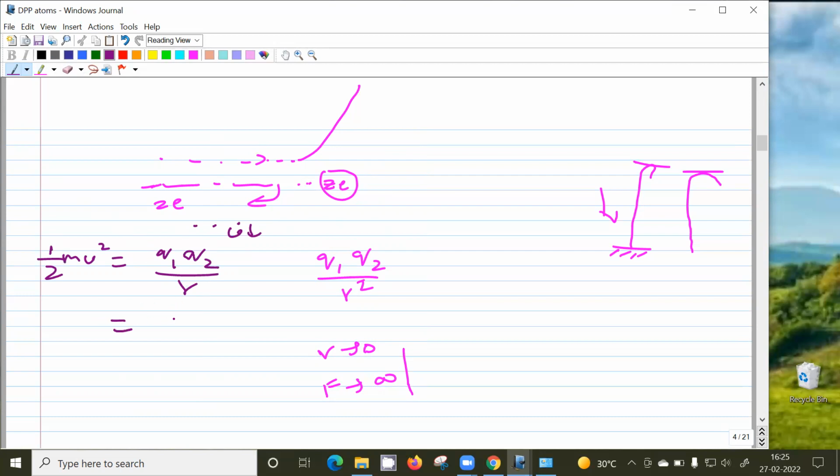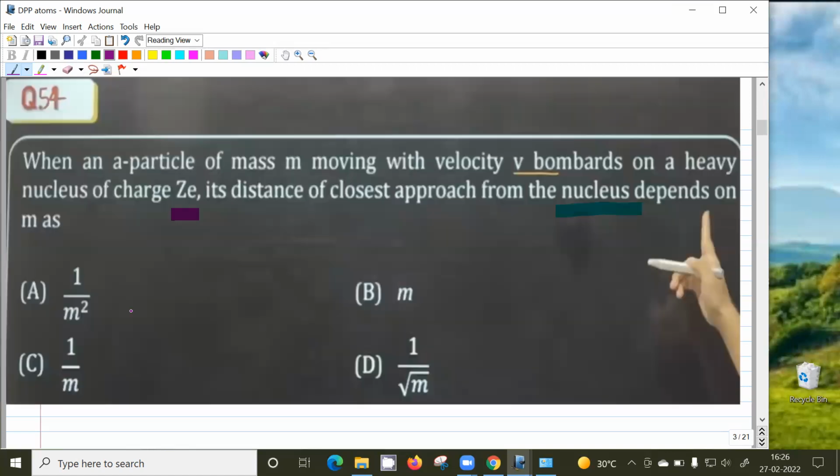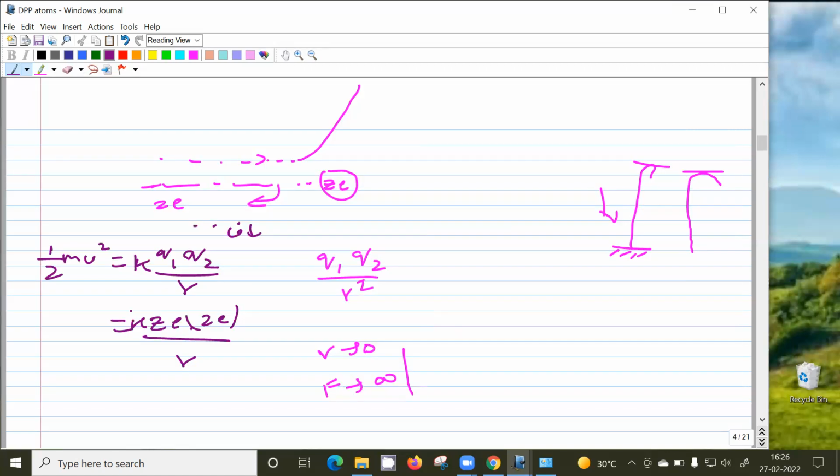Here Q1 is Ze into 2e divided by the distance of closest approach. Of course, there is a constant here, it is 1 by 4 pi epsilon naught. So basically, you have to find how it is dependent on the mass. The distance of closest approach, that is R, is inversely proportional to 1 by A. Other things are constant, right? If the atom is fixed, Z is fixed. Alpha particle 2e is fixed. Everything is fixed. So the distance of closest approach, which is R.